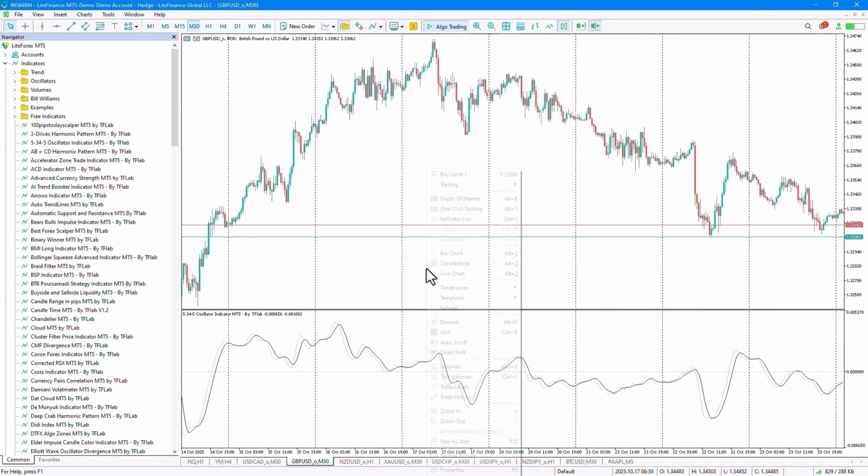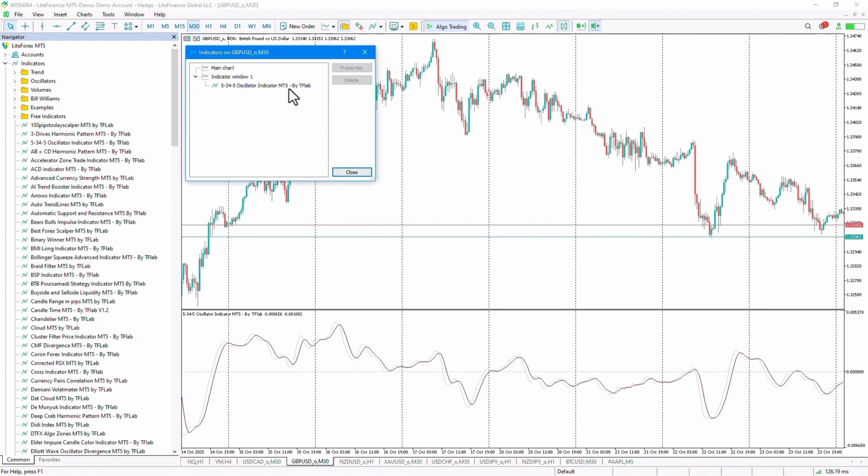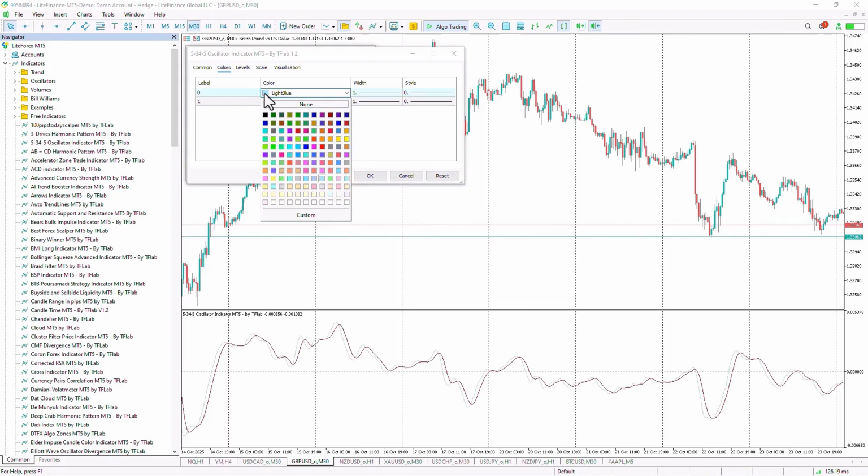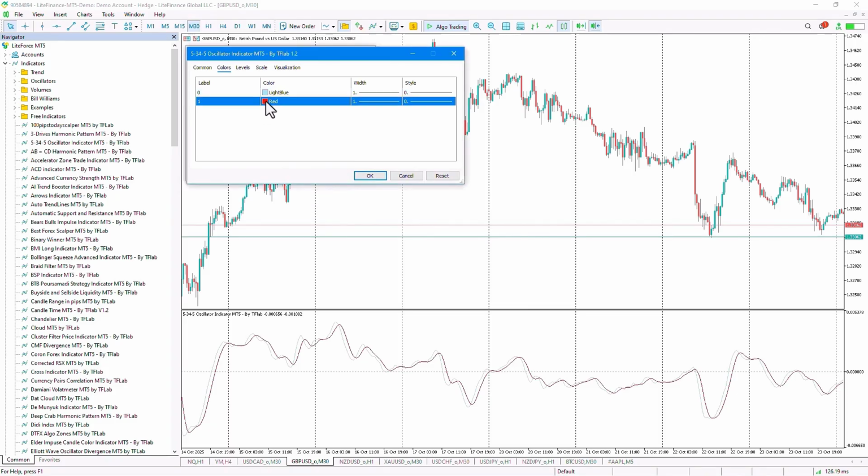This indicator doesn't have any input settings. The only thing we can do is go to the settings under the colors tab and change the color of the oscillator line, that is the Awesome line, and the signal line to our desired colors.